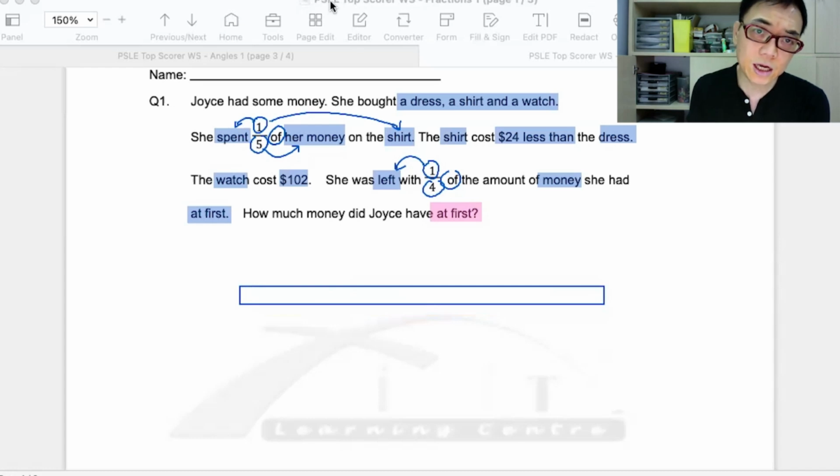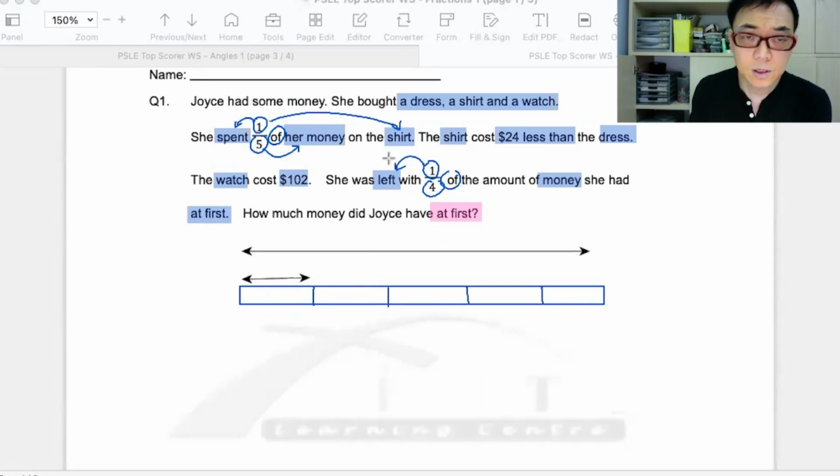And since this is the entire model, you want to use a lot of space. So 1, 2, 3, 4, 5, something like that. Out of these 5, how many units was spent on the shirt? 1, very good. So we are going to label this as shirt. And of course, this represents her money. All right? So here we go. This is her money. And this is the shirt.